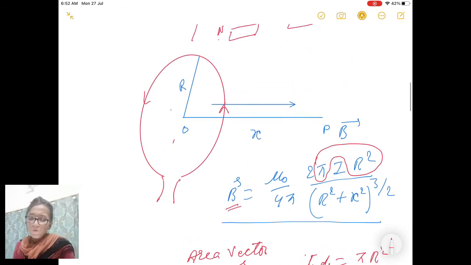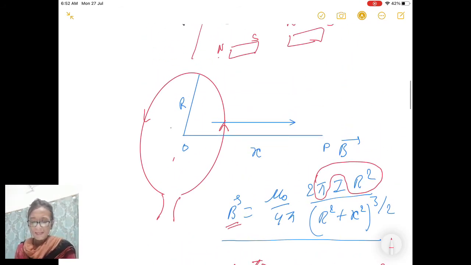So how will we realize the magnetic dipole moment's direction? We will place the curl of our right hand along the direction of current. If current is flowing in this direction, we place the fingers of our right hand along this very direction, and the thumb will be pointing along this direction. So you find that the area vector and the dipole moment vector are along the same direction.